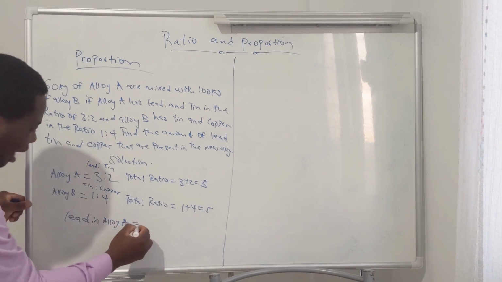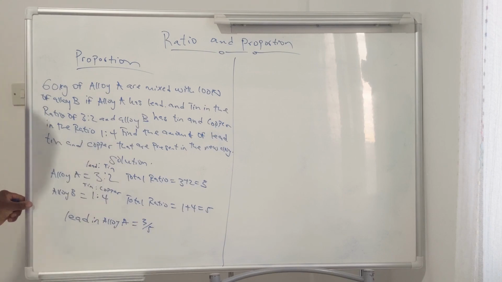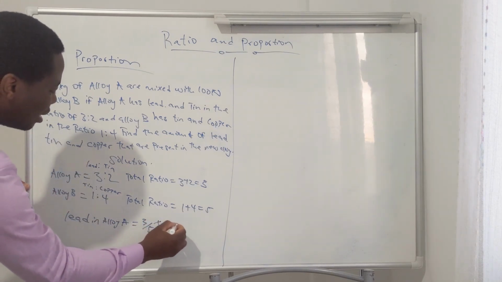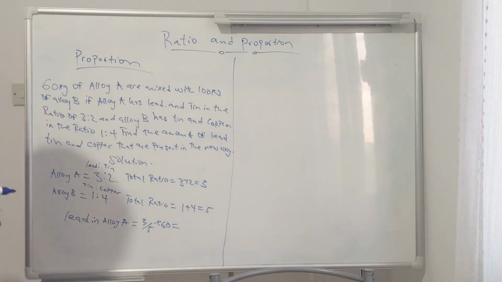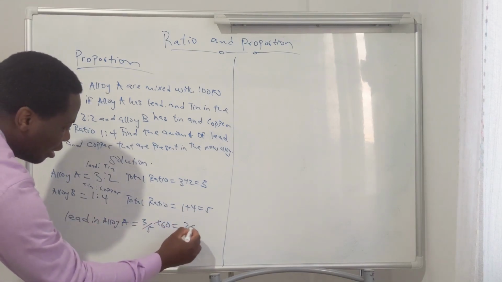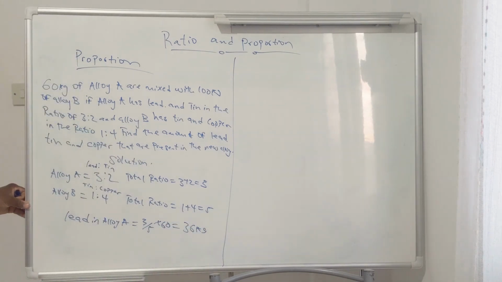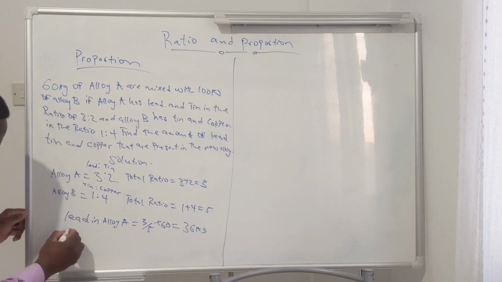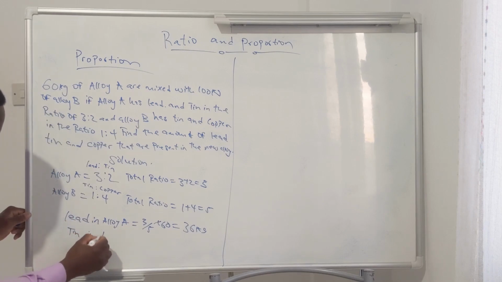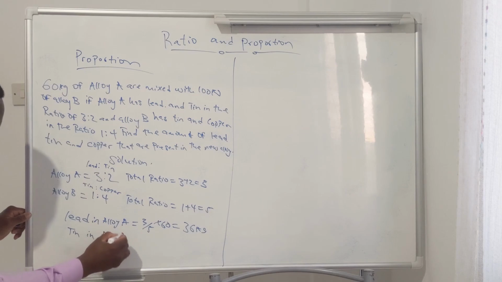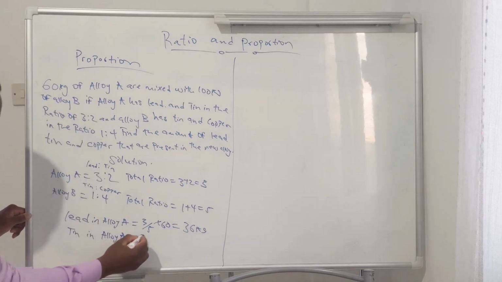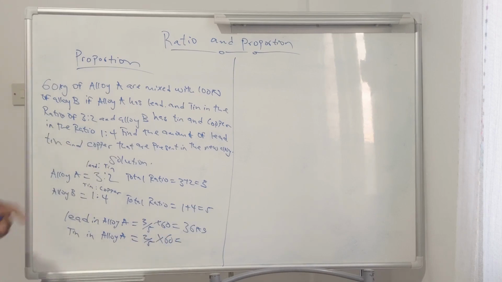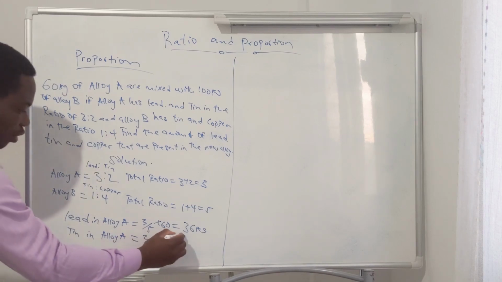So the percentage of lead in alloy A is 3/5. Lead in alloy A is 3/5 multiplied by the total, which is 60. When you do that, you're going to get 36 kg. Now, what is the percentage of tin in alloy A? Tin in alloy A is 2/5 multiplied by 60, right? 2/5 multiplied by 60, we're getting 24 kg.